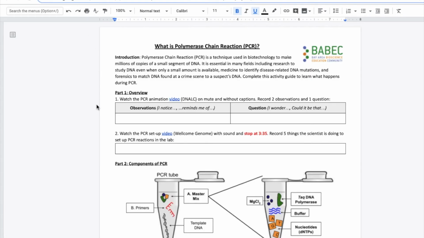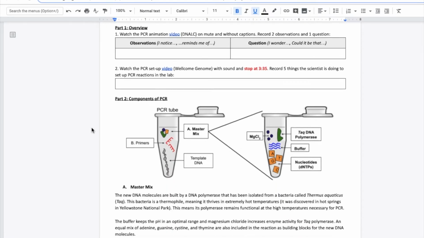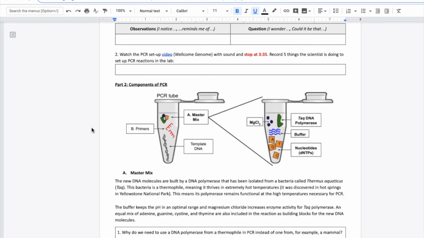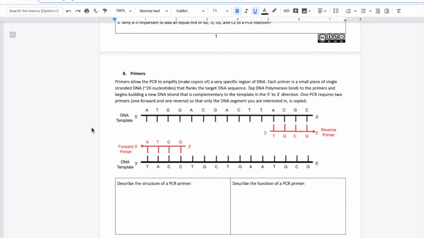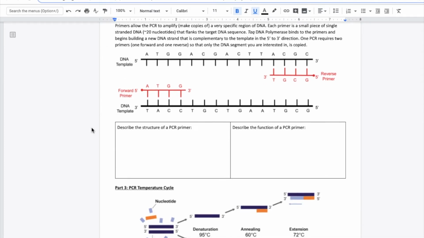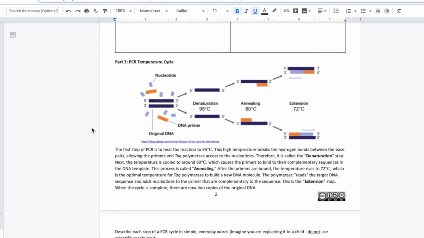Next, students are presented with diagrams, information, and questions about the two major components of a PCR reaction, master mix and primers. In Part 3, students read about what happens during a temperature cycle of PCR and describe each of the three steps using non-scientific language.